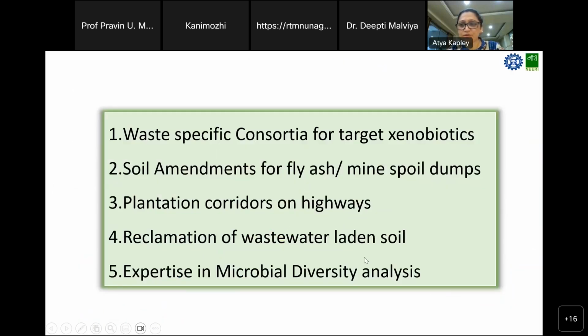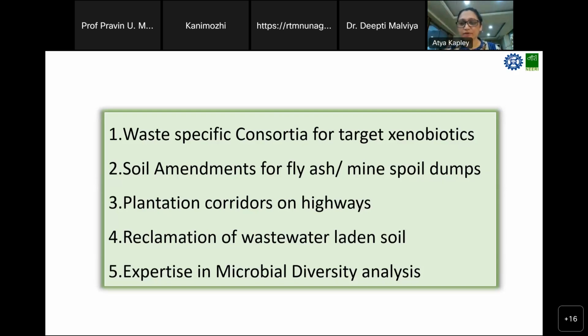So basically, if I want to summarize what we do for the soil, I would say that we make waste-specific consortia. Because say atrazine will require a different kind of consortia. Endosulfan, it is banned now in India, but traces are still there. DDT is banned for many years, but it is used not as an insecticide, but for some other purposes. So there are many xenobiotics. So we look at a consortia that can target different xenobiotics. Obviously you need different bacteria for different xenobiotics.